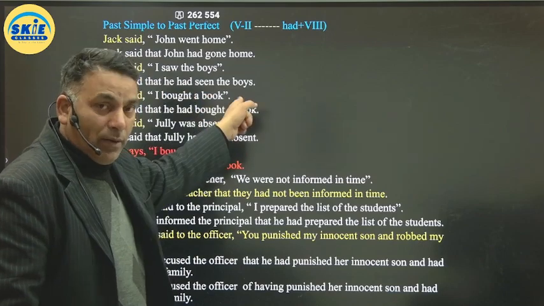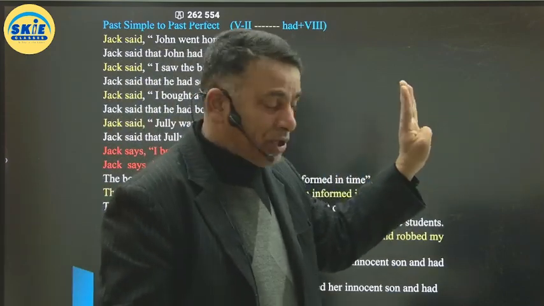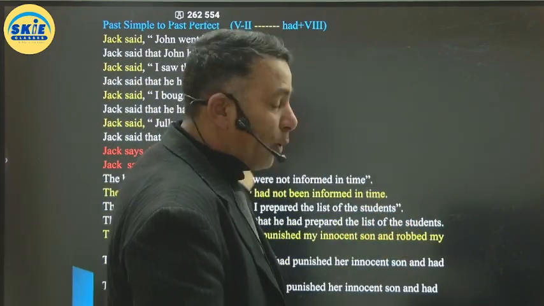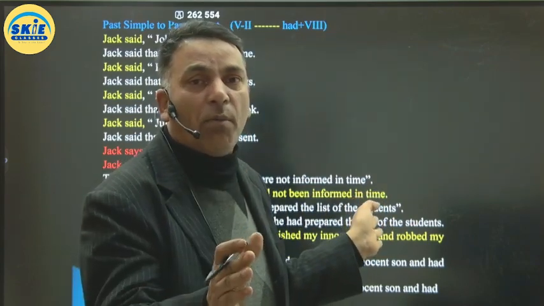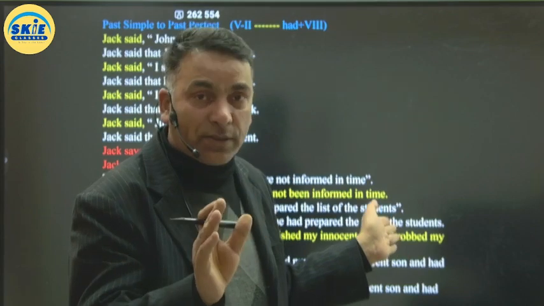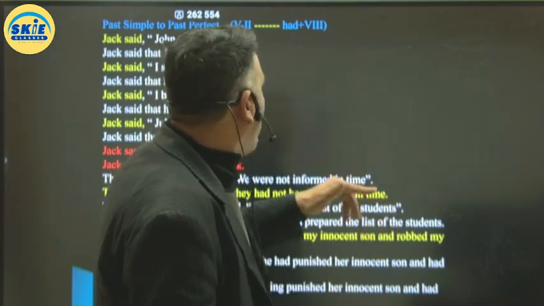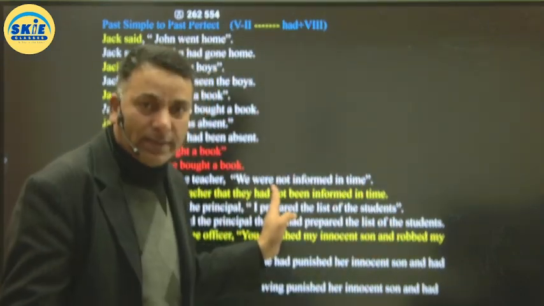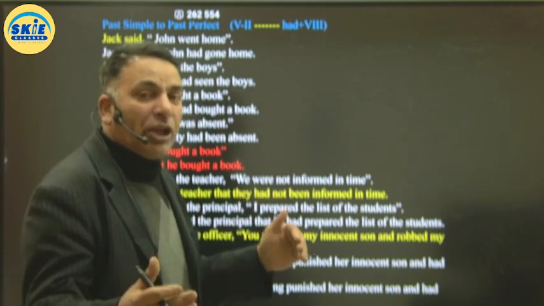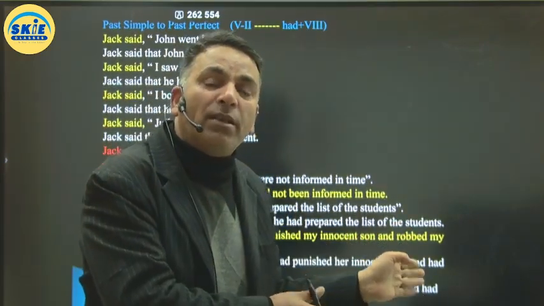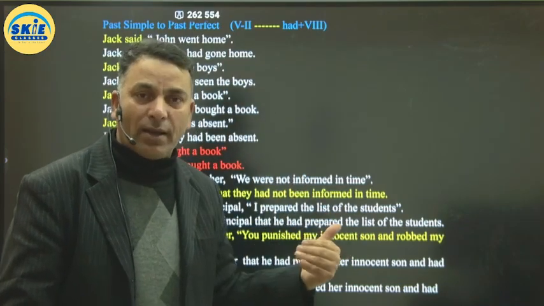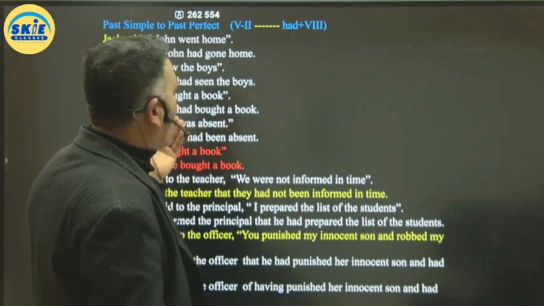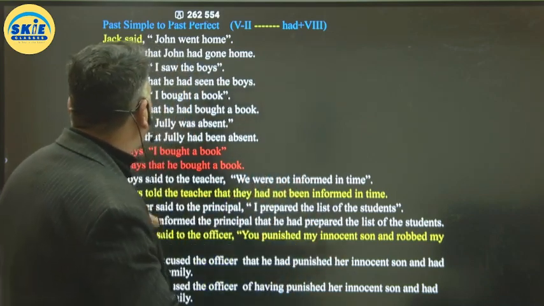Now, past simple. Now we are done with present tense. How to change the present tense forms when the reporting verb is in past. We said that the present tense forms will change to the corresponding past tense forms when the reporting verb is in past. Now what happens if the reporting verb is in past and the reported speech is itself in the past, like past perfect or past simple or past continuous and other things?